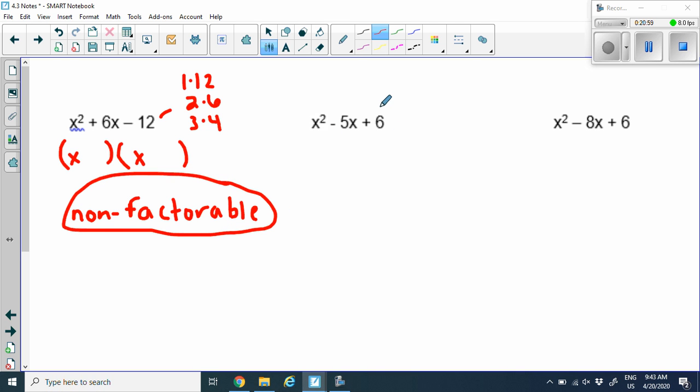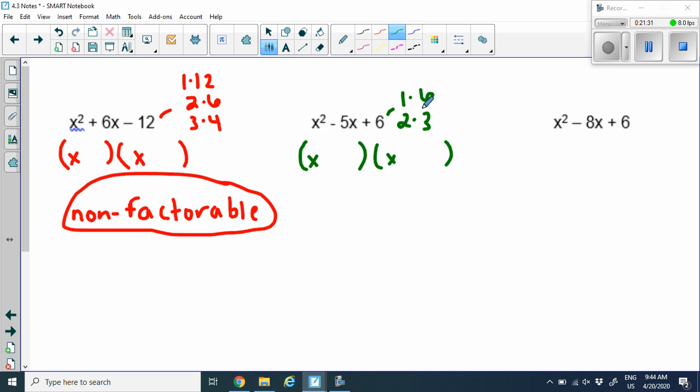So once again, we have a trinomial. Our a value, or the number in front of x squared, is 1. So I create my two sets of parentheses, and I do x and x. I go to my constant, figure out numbers that multiply it. We got 1 and 6, 2 and 3. Okay, so here we want to subtract, right? We want a minus 5, okay?